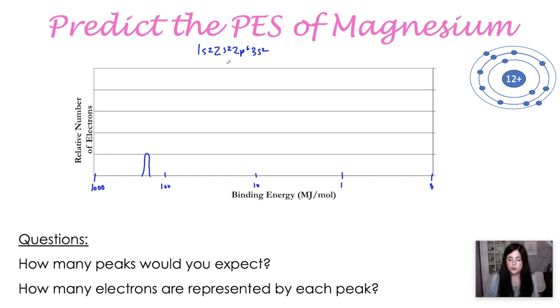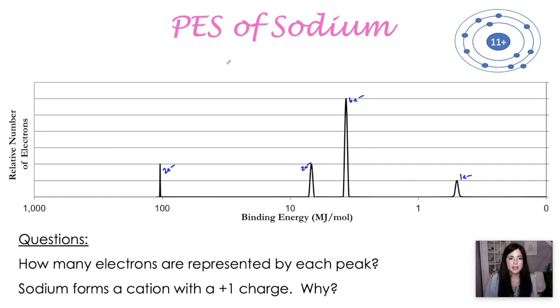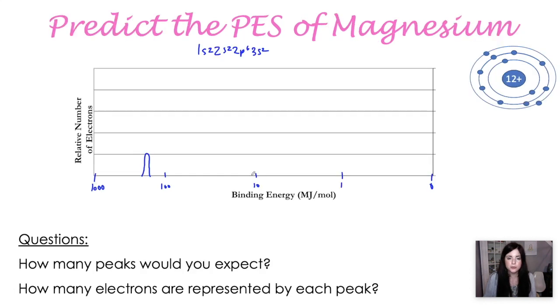Then I have my 2s2. So I'm going to draw that one somewhere in between the 100 and the 10. I'm going to just compare that here to the one before it. And I'm going to draw that next set a little bit closer to the 10 in this case, only because that nucleus is a little bit stronger. So I'm going to draw my next peak right about here.